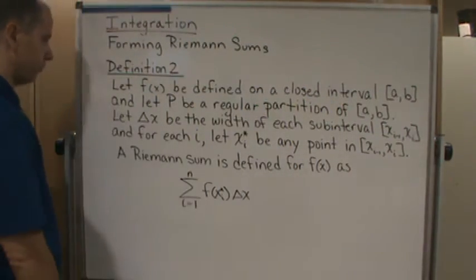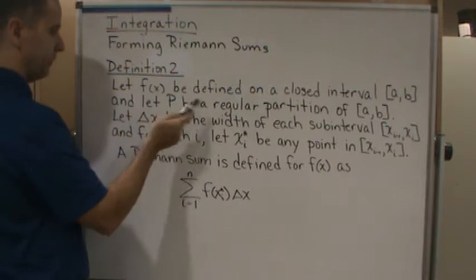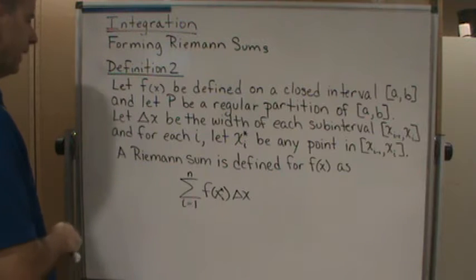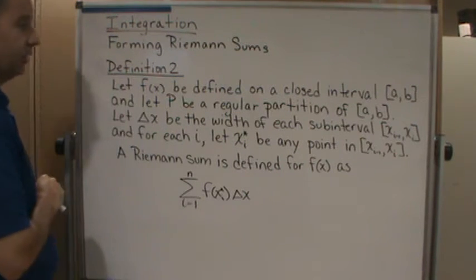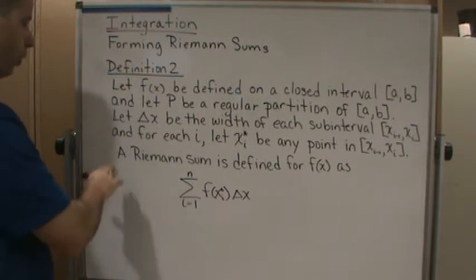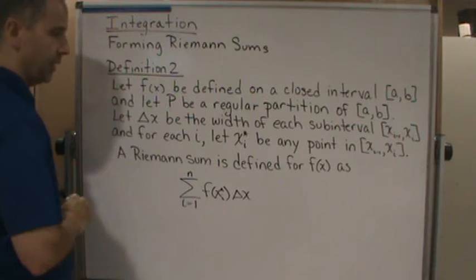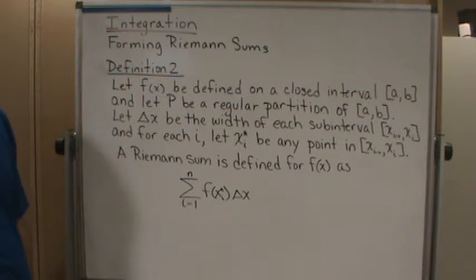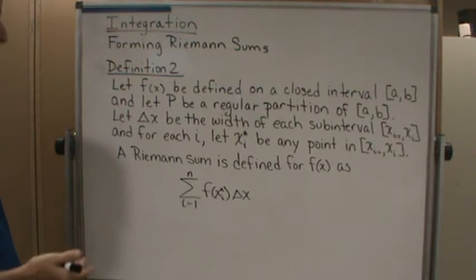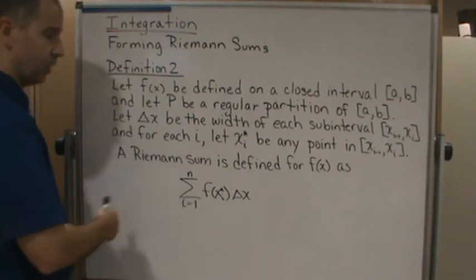Let f be a function defined on a closed interval a to b, and let P be a regular partition of the interval [a, b]. Let delta x be the width of each subinterval from x sub i minus 1 to x sub i. And for each i, let x star sub i be any point we wish to choose in the interval [x sub i minus 1, x sub i]. So basically we're just going to take a sample point, any sample point. It could be a random sample point.